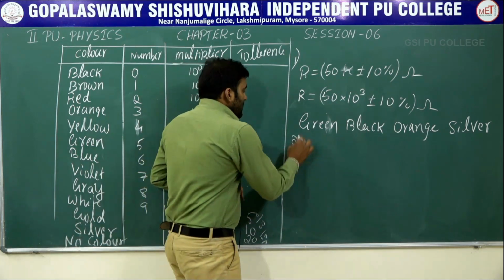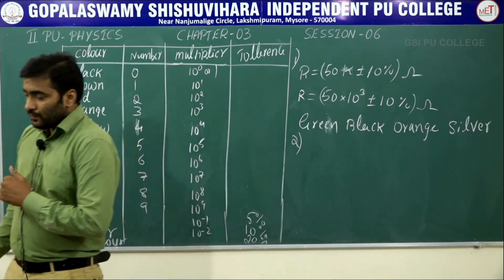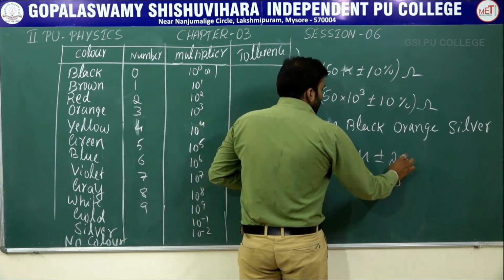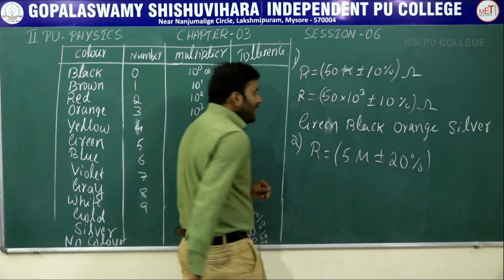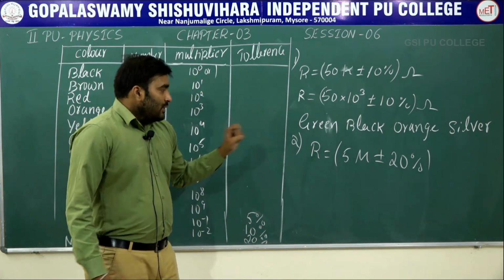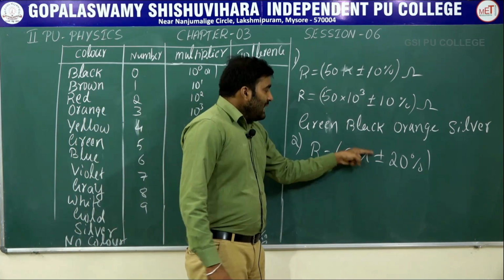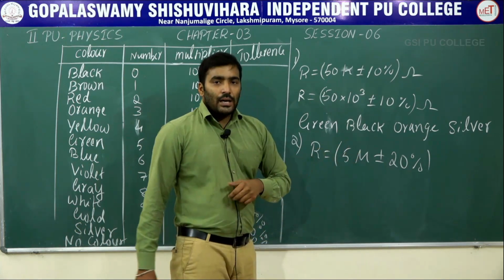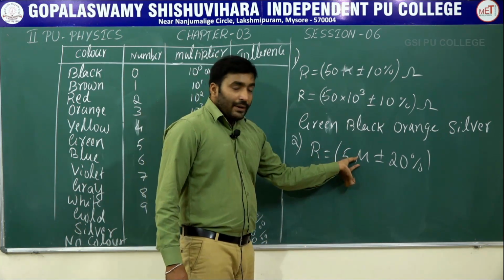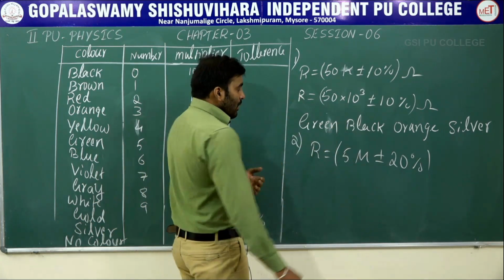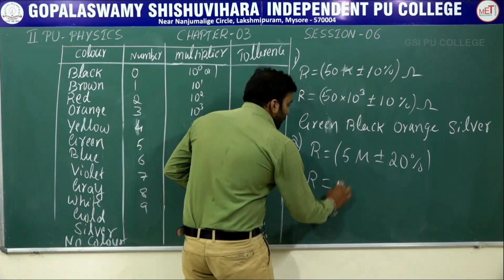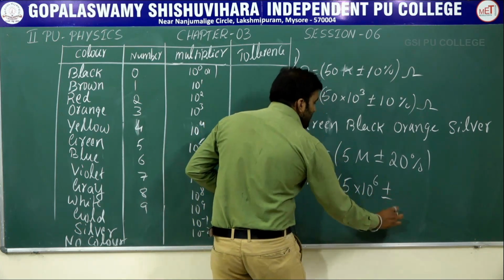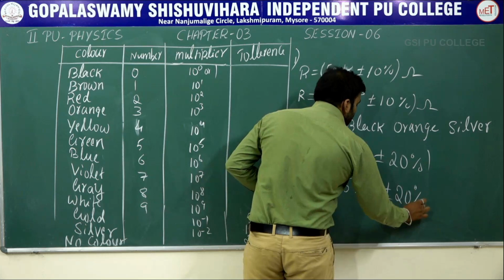And we have the second question. The resistor is 5 million plus or minus 20%. So they have given 5 million. Million is nothing but 10 power 6, or sometimes we call this m as mega also. If you write a capital M, that will be mega or million. So 5 million is written as 5 into 10 power 6 plus or minus 20%.